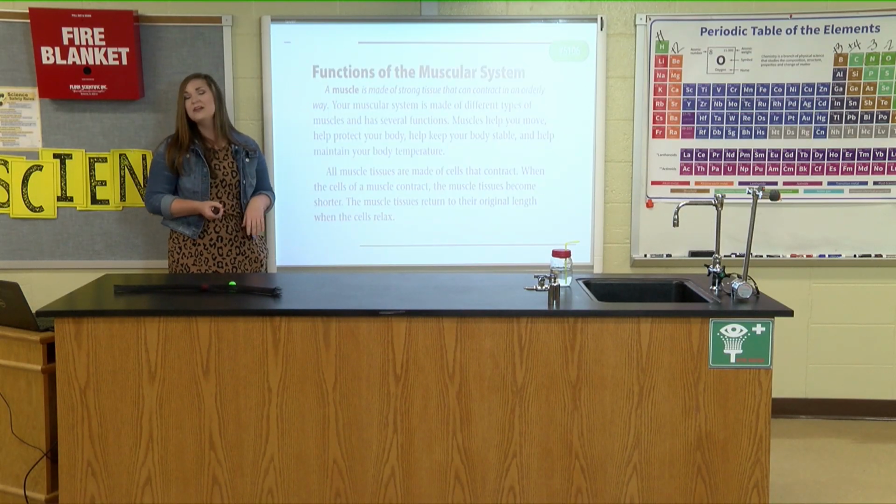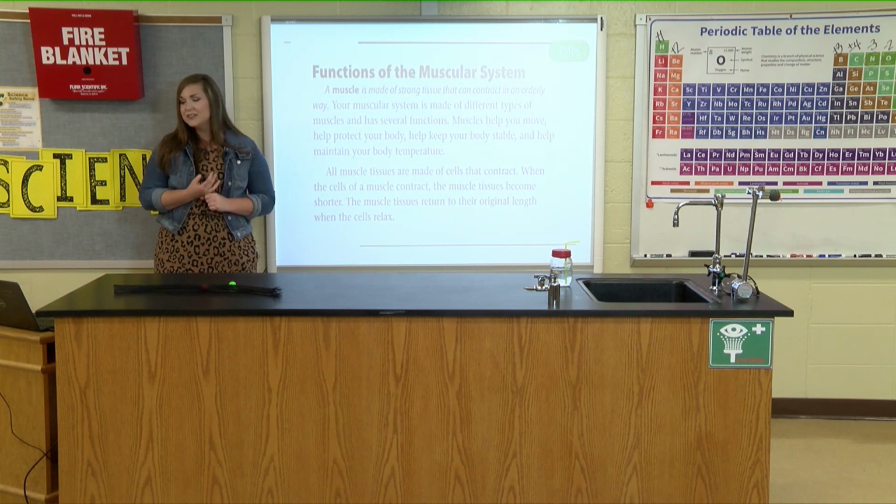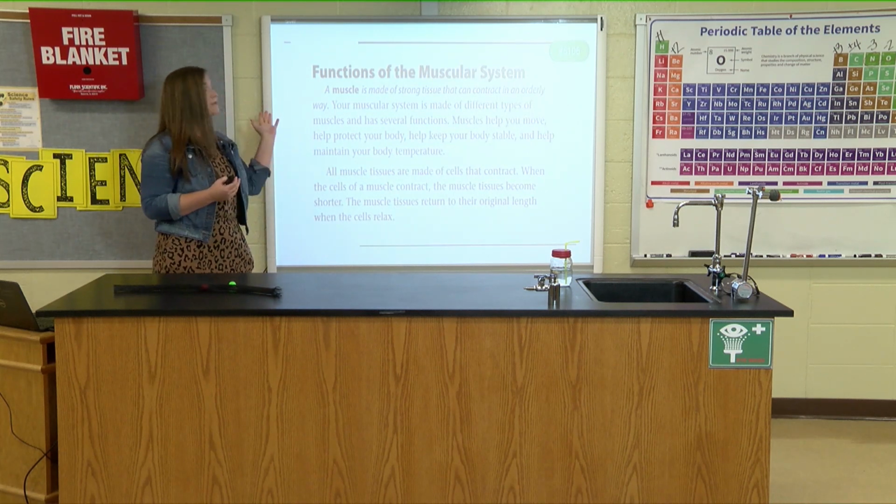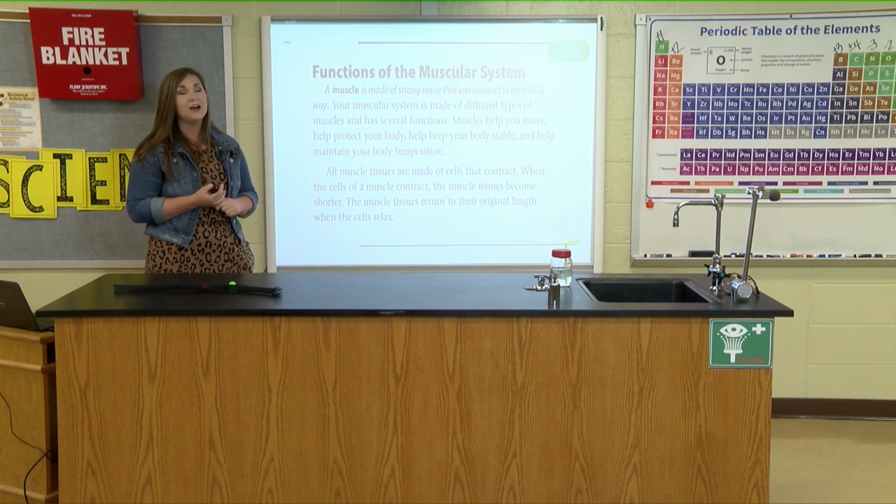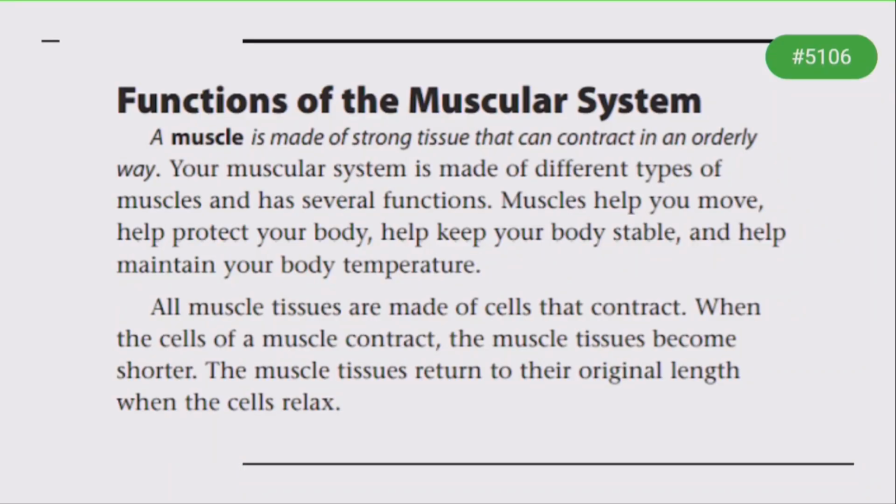All right, we're going to move on to the functions now. So the functions, first of all, our muscles are made of strong tissues, and we talked about in the beginning of the year how cells are the smallest living things. And when cells work together, they form an organ. And in this case, we're going to talk about our muscles. Those are organs. So strong muscles are strong tissue that contract and they work together in an orderly fashion. And we're going to talk about what those different functions are.